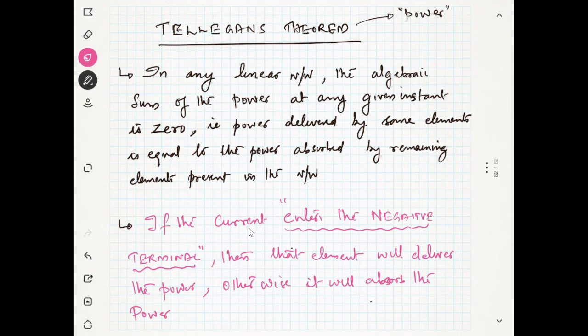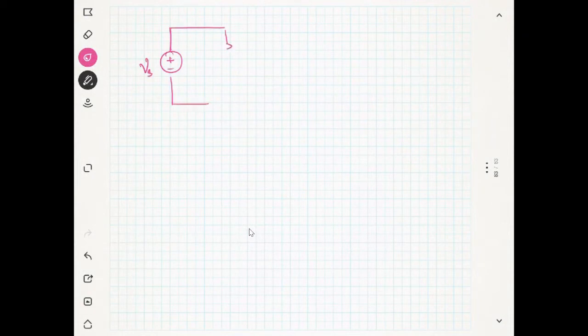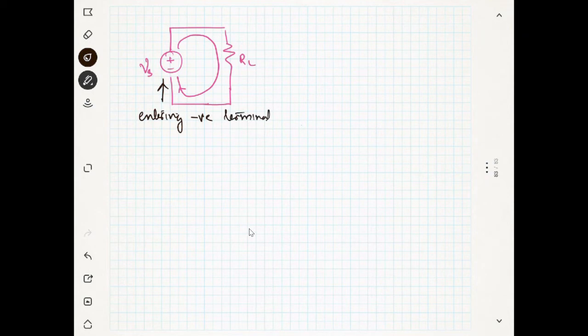So what does it mean? Suppose you have a voltage source, something like this. This is a voltage source, let's say it is Vs, and you have a resistance, a simple circuit we can consider. The current will start from positive and go to the negative. Now you can see here, the current is entering the negative terminal. Is it clear to you? The current is entering the negative terminal.